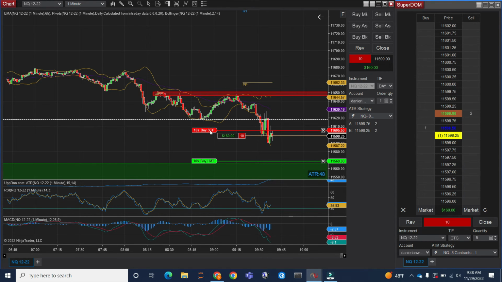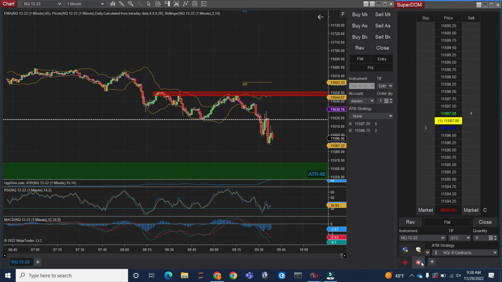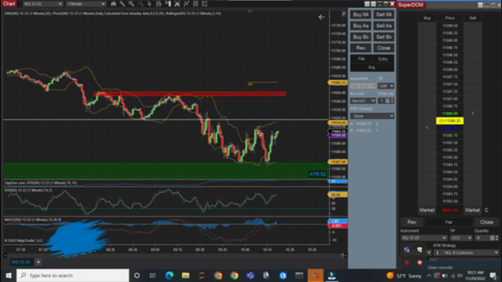Well, I moved it back slightly, but ended up getting stopped out. Down $665 for the day. That's actually not bad compared to some of the wins that we were able to get.